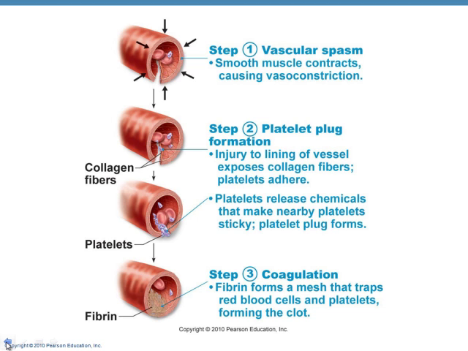So we see in step 3 coagulation occurring. And this is when the platelets, through this series of chemical events, will cause fibrin formation that adds some mesh to the platelet plug. So now we have something that looks like a scab almost on the inside of blood vessels.